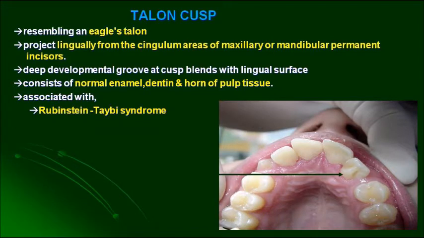Coming on to talon's cusp. What is talon's cusp or eagle's talon? The other term is very important in this case. Talon's cusp is otherwise known as what? Eagle's talon, because it resembles the talon, the beak of the eagle. That is why it is called an eagle's talon.